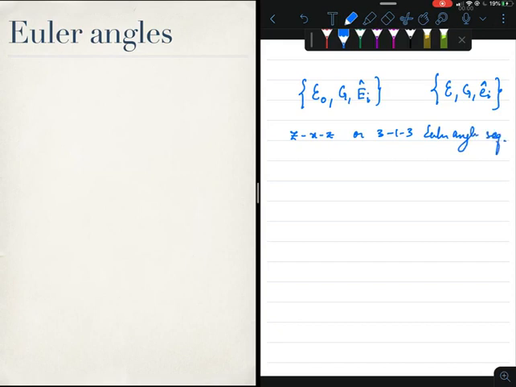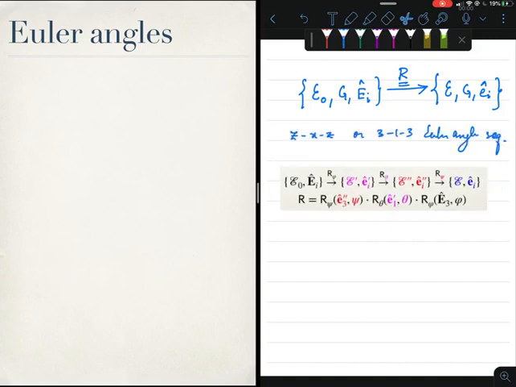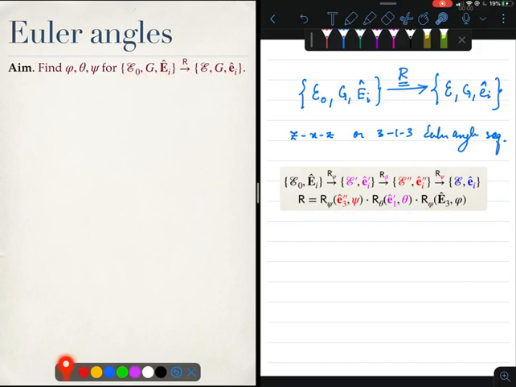Okay, and we showed that if these two coordinate systems are related by a rotation tensor R, which we know that we can find such a tensor, then we could construct the ZXZ Euler angle sequence as the rotation tensors R psi, R theta and R phi, which then successively multiply each other and produce the rotation tensor R. And the big question was, given this motion from E0 to E through the rotation tensor R, how do I find phi, theta, psi for the ZXZ or 313 Euler angle sequence? How do I do that? So that's what we are going to do now.